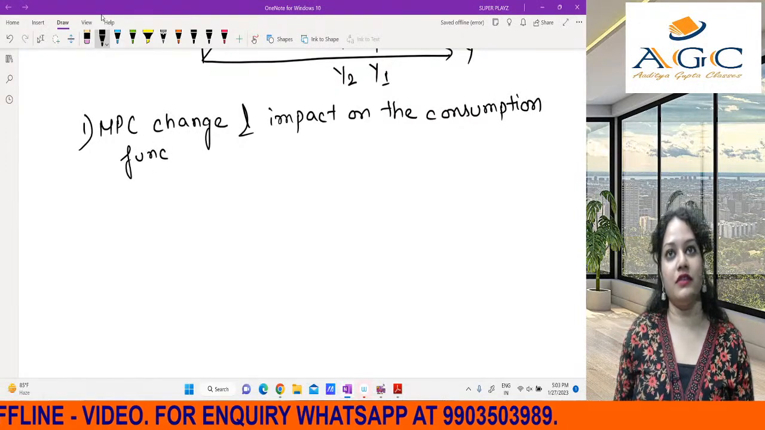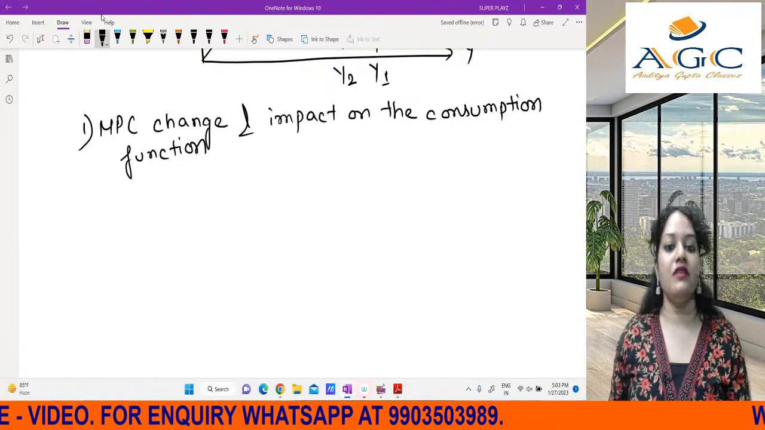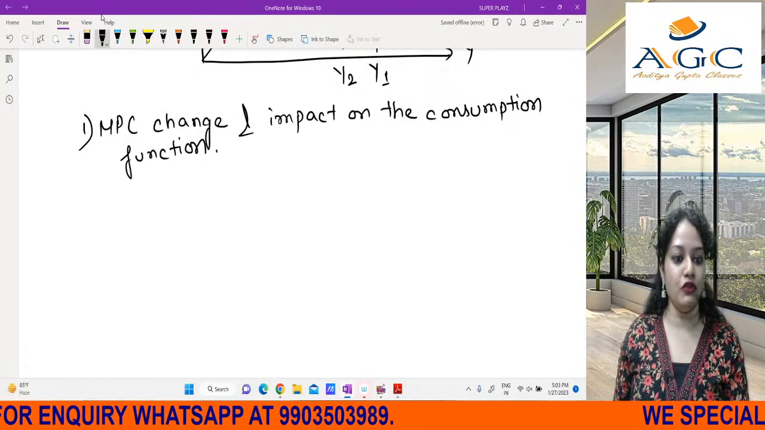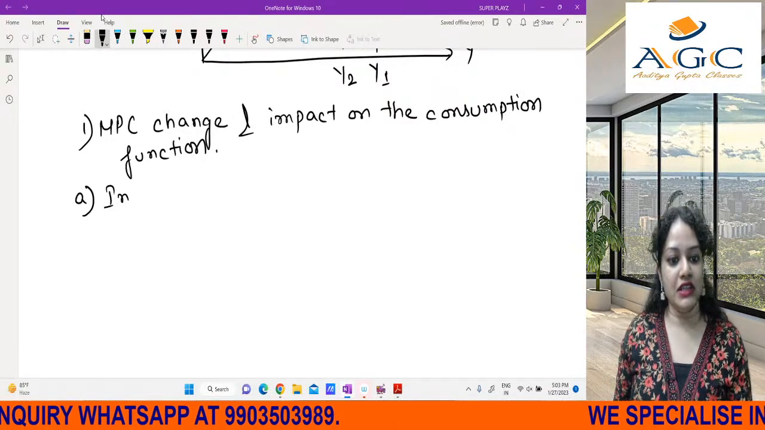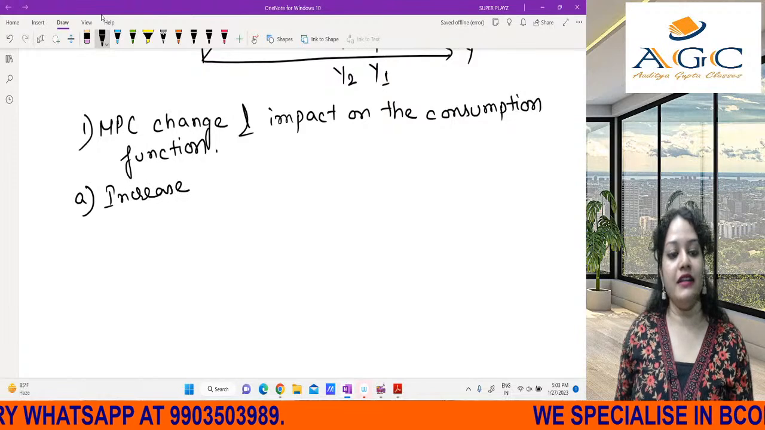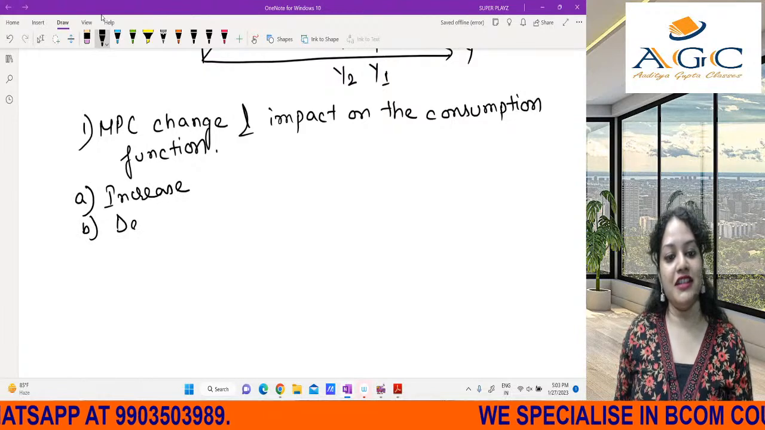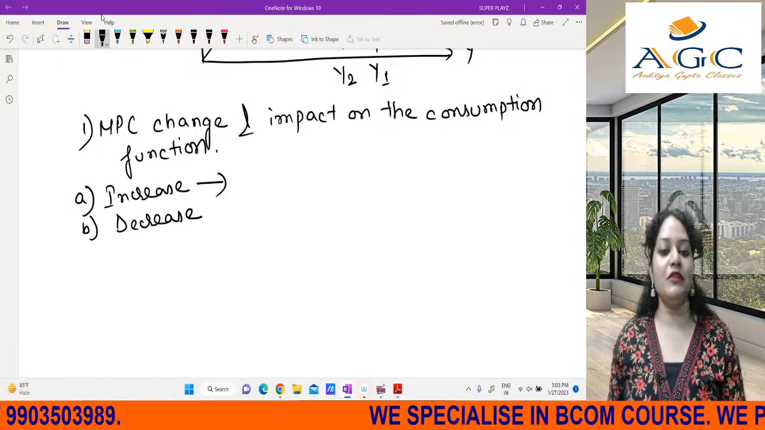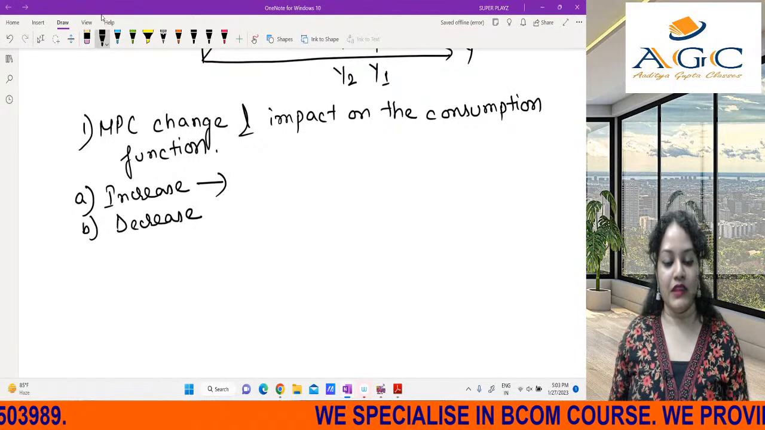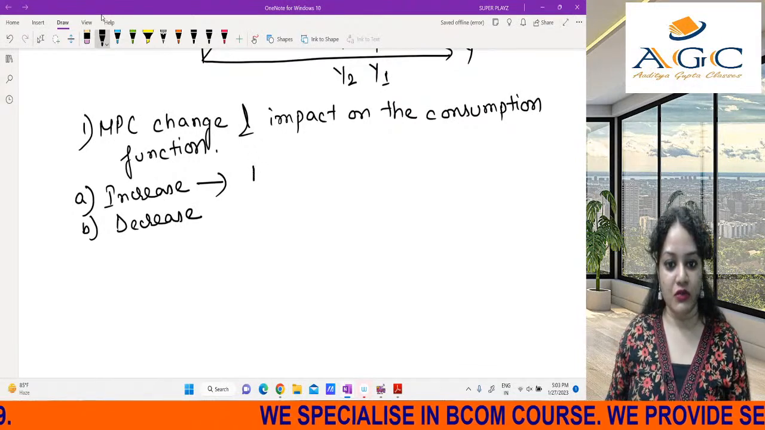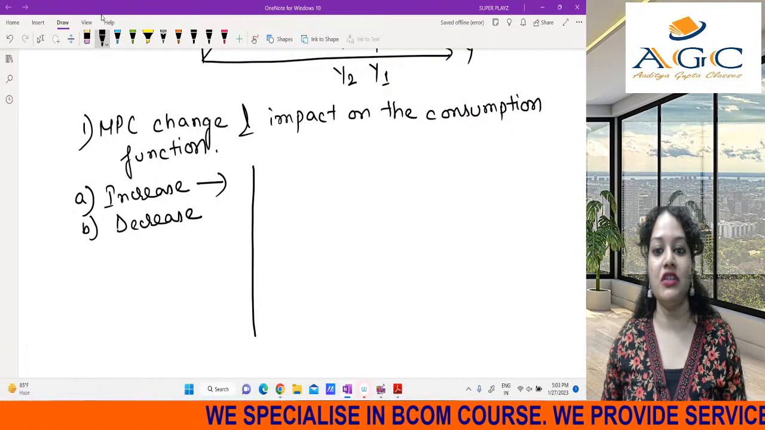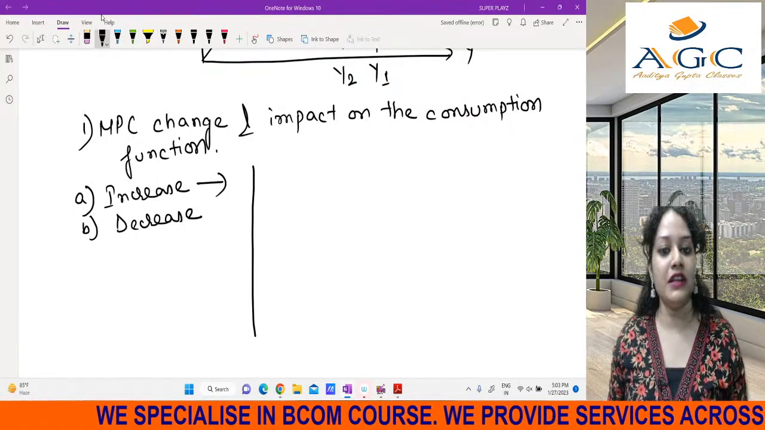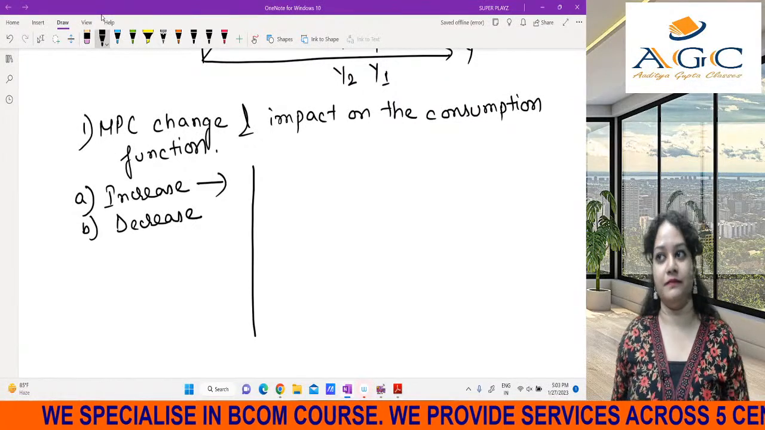Impact on consumption function. Now see, for this it might just mention the change in MPC, but you have to talk about your increase and your decrease as well. First we will be talking about our increase. When you're drawing your increase, because it has just mentioned the impact on consumption function, you won't need to draw your investment line or your income line, nothing.